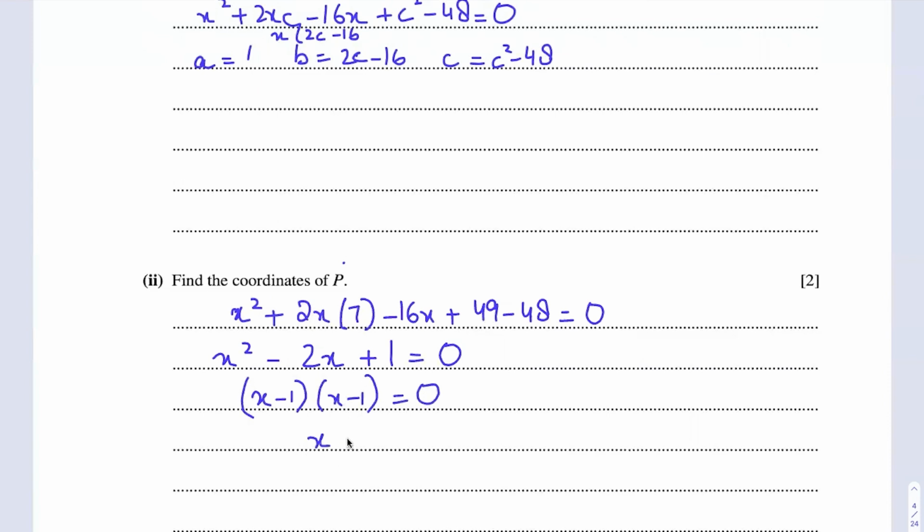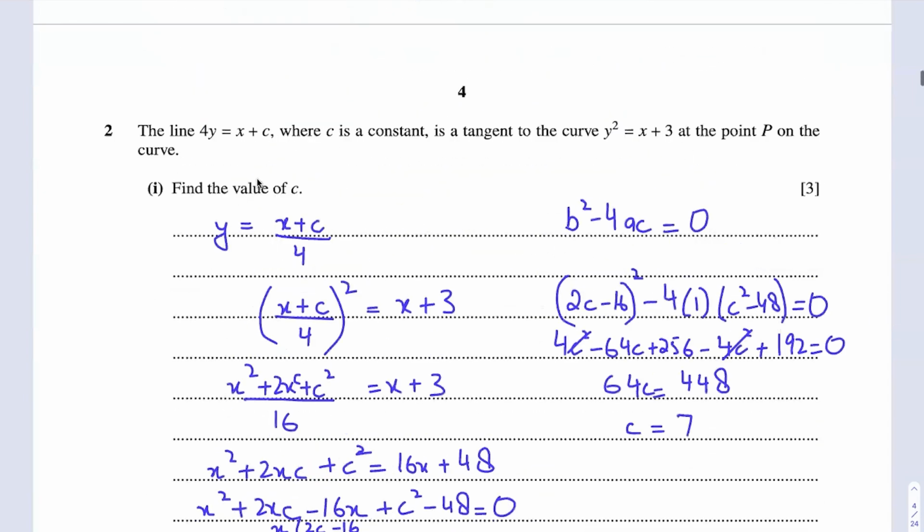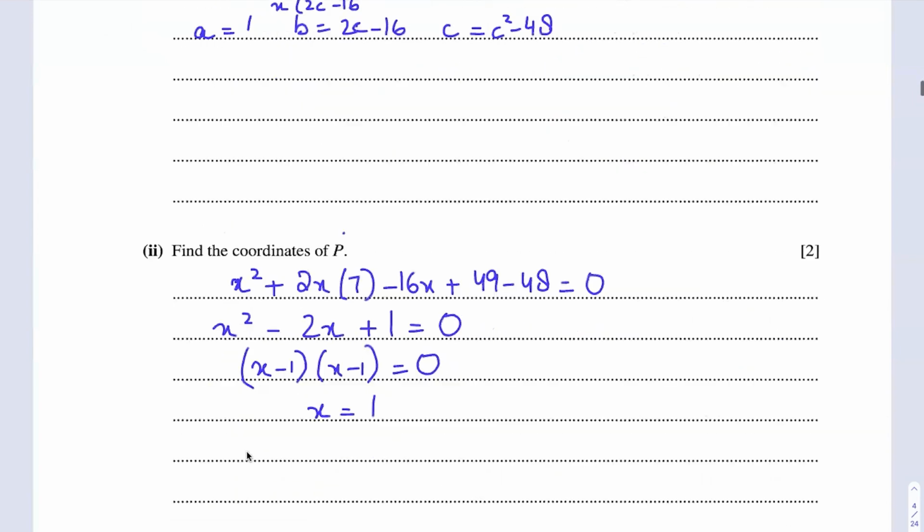So the x coordinate is 1. To find the y coordinate, we can just substitute x equals 1 in either of the two equations. So we have y squared equals x plus 3. So y squared equals 1 plus 3, which is 4, which will give us y equals 2. So the coordinates of P are (1, 2).